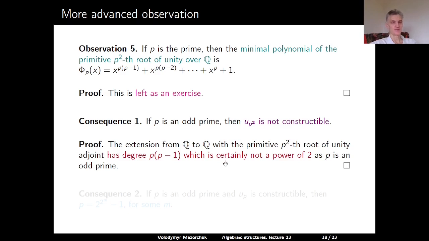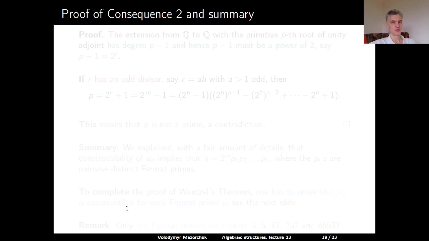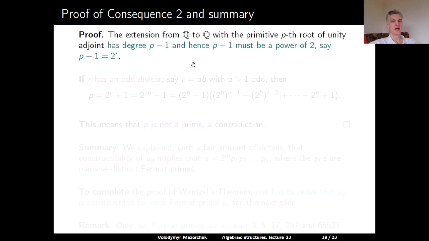So that's it. And now one more consequence: if p is an odd prime and u_p is constructible, then p is of the form 2 to the power 2 to the power m, plus 1, for some m. Proof. The extension from Q to Q with the primitive p-th root of unity added has degree p−1, and it should be a power of 2. So p−1 should be 2 to the power r.